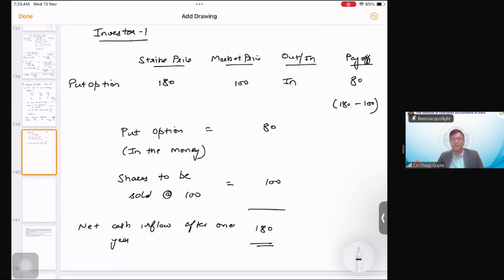Now, just with regard to investor 1, there is one important thing that we can derive. Because of this portfolio that investor 1 has created, even if the prices are becoming lower, still the investor is able to realize at least 180, which is the strike price of the put option. Correct?